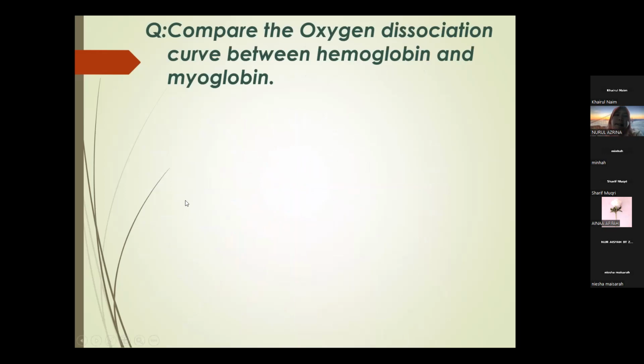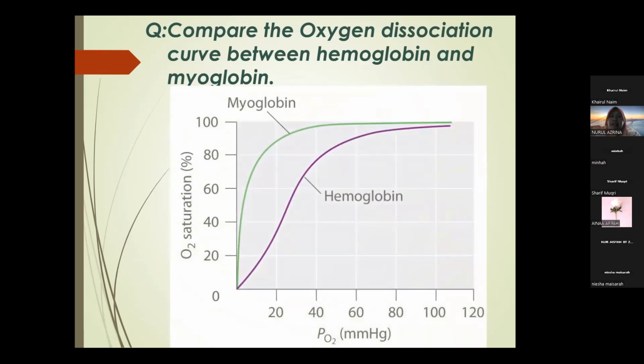Okay, next. Compare oxygen dissociation curve between hemoglobin and myoglobin. Look here. This is the oxygen dissociation curve between hemoglobin and myoglobin. The oxygen dissociation curve of myoglobin is not shifted to the right, but it is to the left of hemoglobin, and in fact, it is hyperbolic.